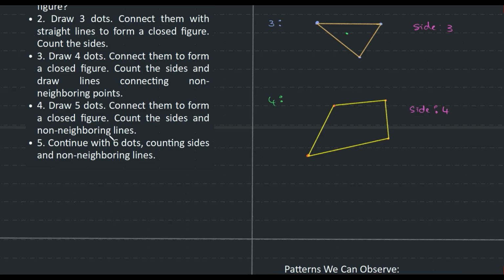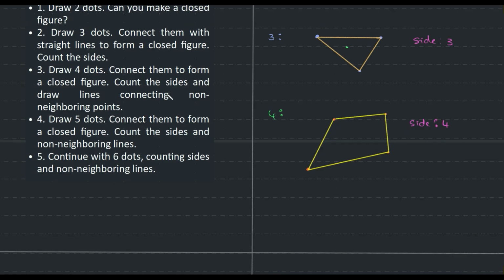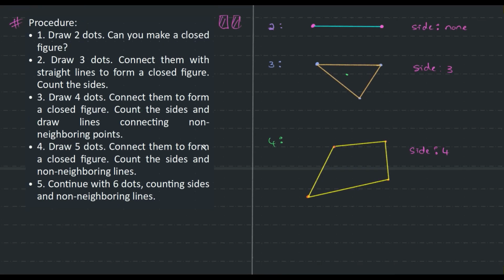Count the sides and non-neighboring lines. I'm just doing one part. So we have to look into non-neighboring points. Count the sides and draw lines connecting non-neighboring points. So are there non-neighboring points over here?